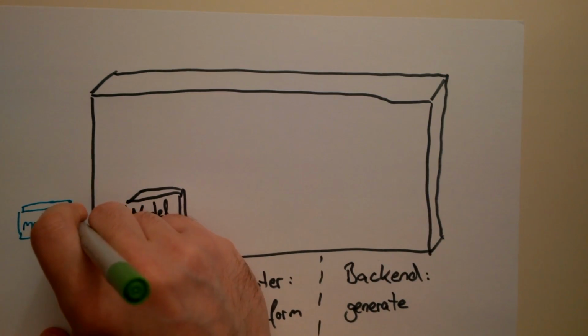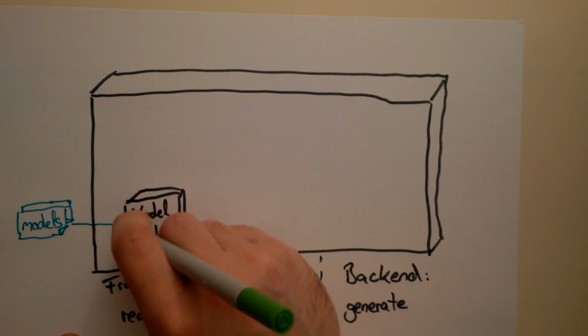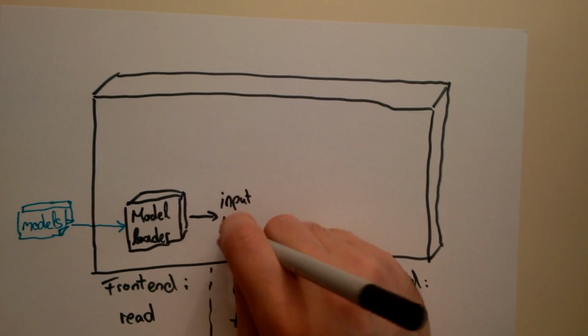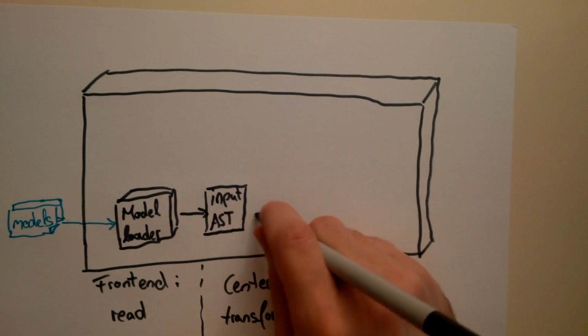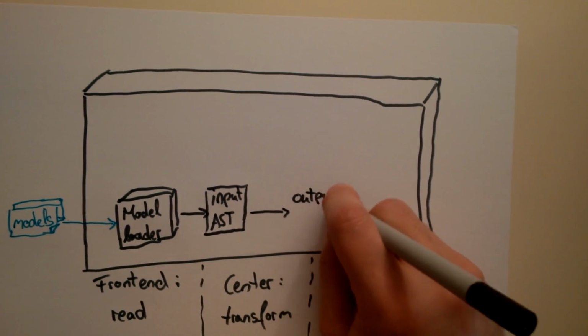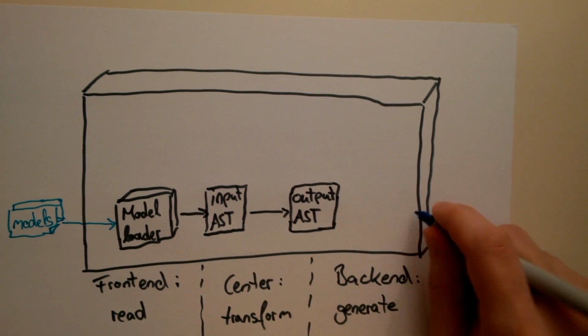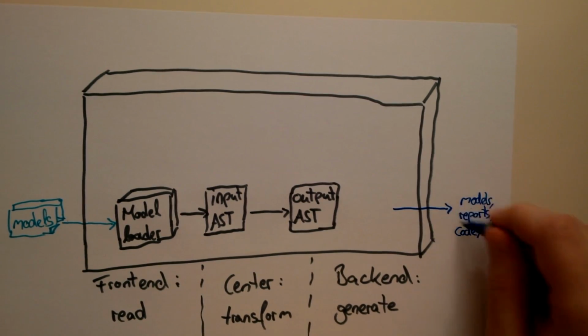In the front end, MontiCore also uses data structures and functions to load further models and to check context conditions of the input models. This is necessary for well-formedness of the input AST. The center part is used to transform the input AST to an output AST, which is a rather complex task. At last, the back end focuses on the generation of artifacts like results, code, or reports.